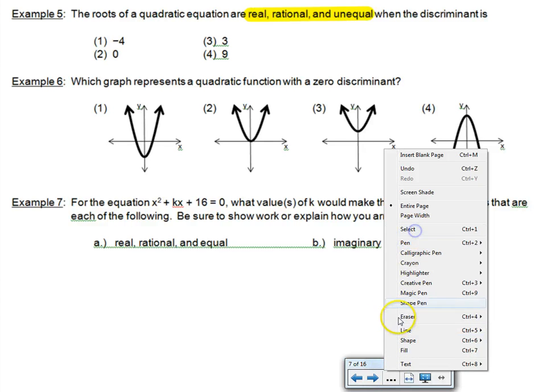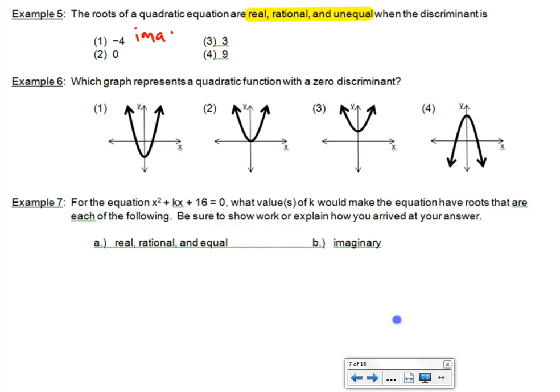Now, we can go through each choice. If you get a negative under the radical, we know it's imaginary, so choice 4 would be imaginary. We know if we get a 0 underneath the radical that we have equal answers. That's your key. We know if it's not a perfect square number, then that's the key word irrational. So the perfect square number is what you need to have in order to get real, rational, and unequal.